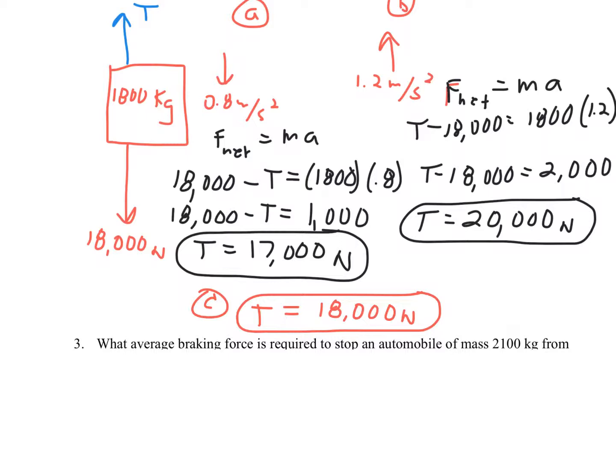The hard part about this is somebody might say, well, if the tension in a cable is 18,000 newtons, it seems like the elevator is not going to move. Well, if it's not moving, you're correct. It will not get moving. It will stay stopped if the two forces are equal. But once the two forces are not equal, it will accelerate.